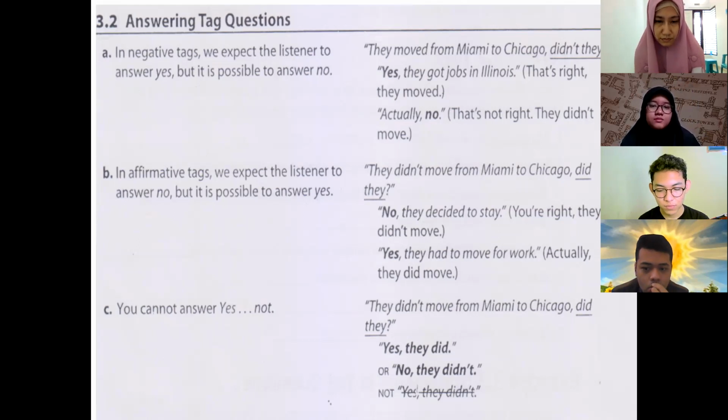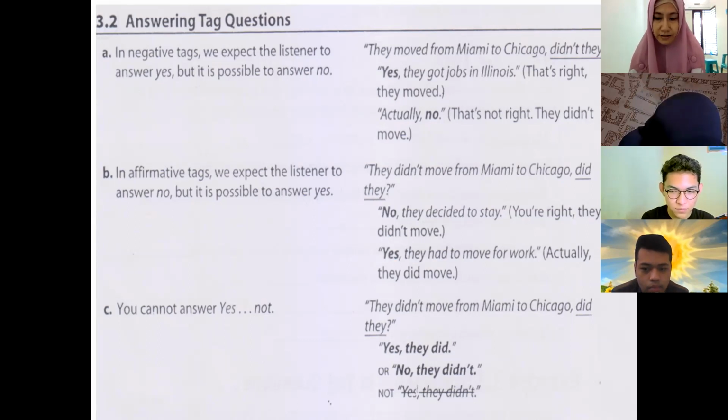See, you cannot answer yes. They didn't move from Miami to Chicago. Did they? Yes, they did. Or no, they didn't. Not yes, they didn't. Yeah, that's good. So this is how to answer tag questions.